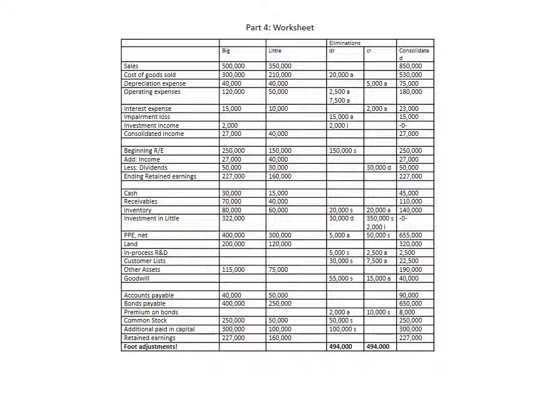Secondly, there are two retained earnings balances. There's beginning retained earnings and there's ending retained earnings. In these elimination entries, we always adjust beginning retained earnings. The ending retained earnings is the end result of the consolidation process, but we always adjust the beginning retained earnings.